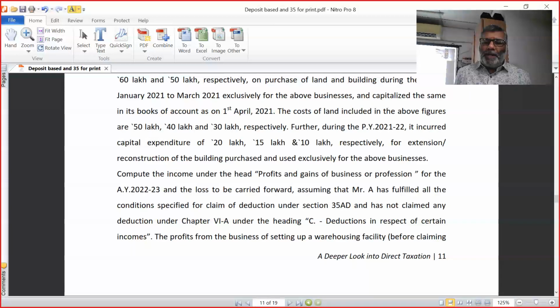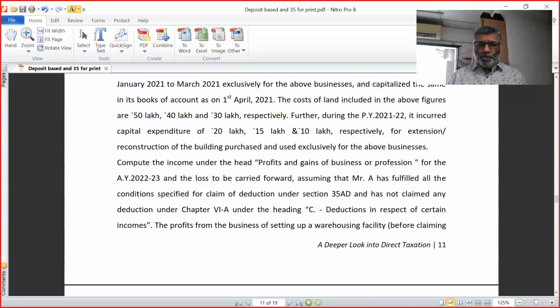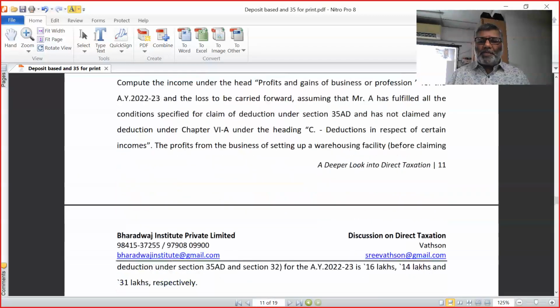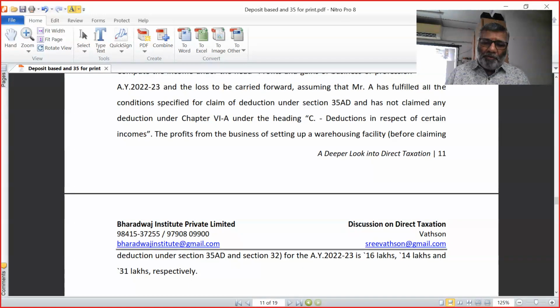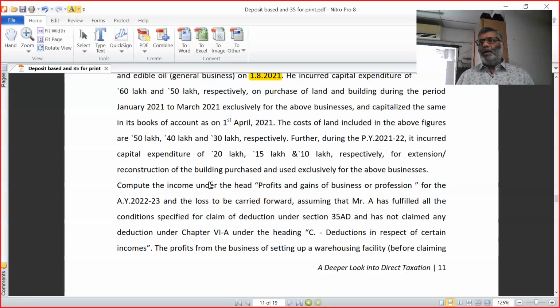Compute the income under PGBP for the year and the loss to be carried forward, assuming Mr. A has fulfilled all the conditions specified under 35AD and has not claimed a deduction or exemption. The profit of the business of letting out warehouse facility before claiming 35AD or 32 is 16, 14, and 31 lakhs respectively. Read through the question. That is, if you claim 35AD, you cannot claim 80-IA. That's what it is, not claiming Chapter 6A.